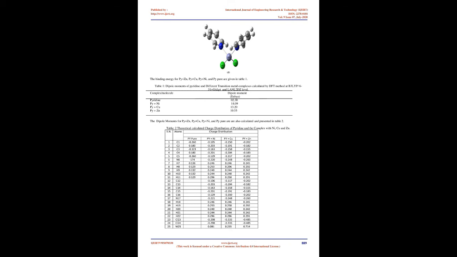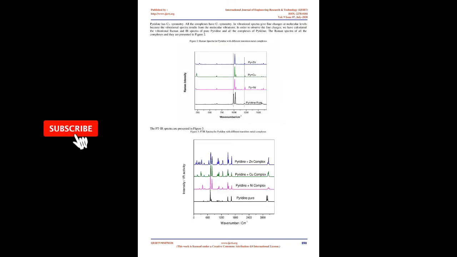For optimizing the geometrical structures of the metal complexes of pyridine, M(Py)2Cl2, where M equals Ni(II), Cu(II), and Zn(II), we have used the B3LYP functional with the LANL2DZ split valence basis set.